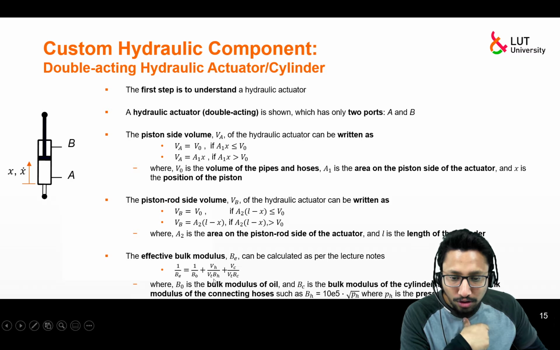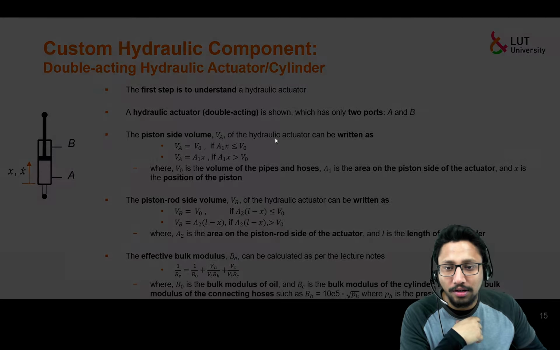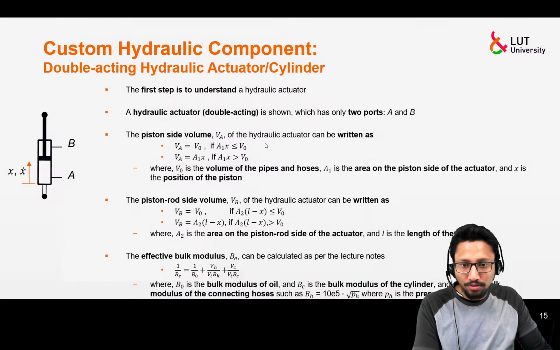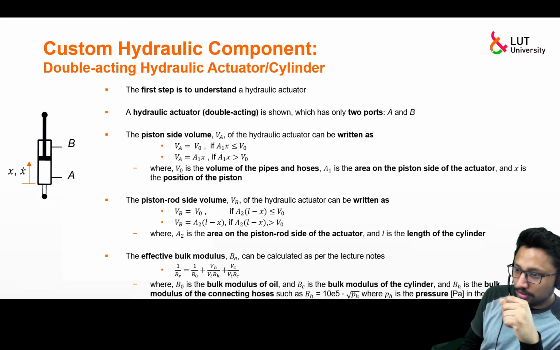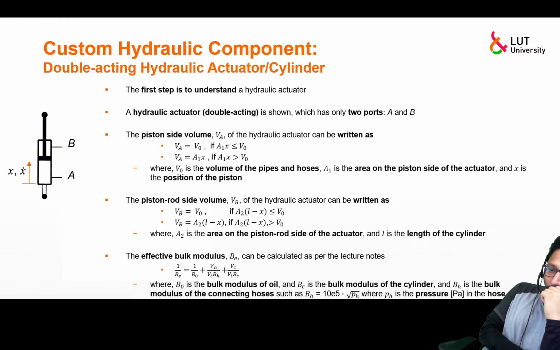For the bulk modulus of hoses, you can use this expression here, where pH is the pressure in the hose, so basically the pressure in this part of the circuit or this part of the circuit, depending on which side you are designing. I hope I did not block anything. I'm so sorry, I need to be very careful with that. So maybe you can see everything now. Just hose written at the end.